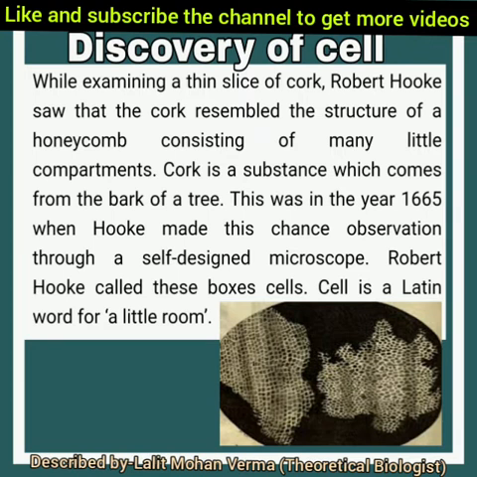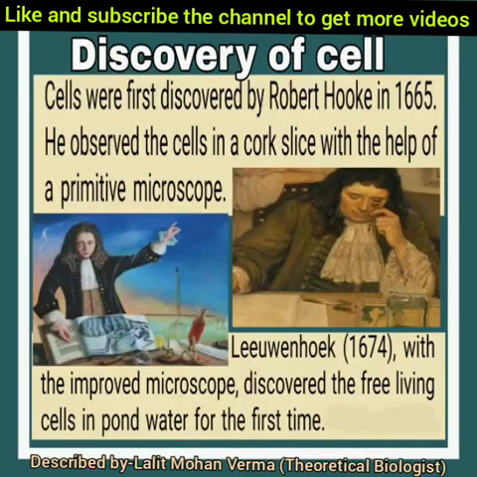In 1665, Robert Hooke, an English scientist, saw cells for the first time in a thin slice of cork with his self-designed crude microscope. He observed them as a honeycomb-like structure and named them cellula, or cell. Cell, or cellula, is a Latin word for a little room. Cell was first discovered by Robert Hooke in 1665.